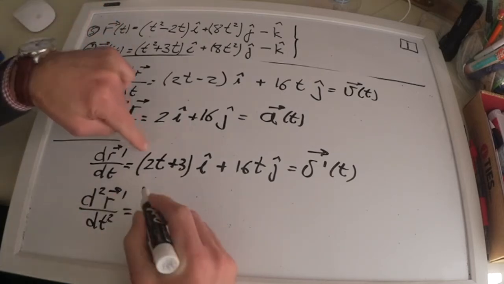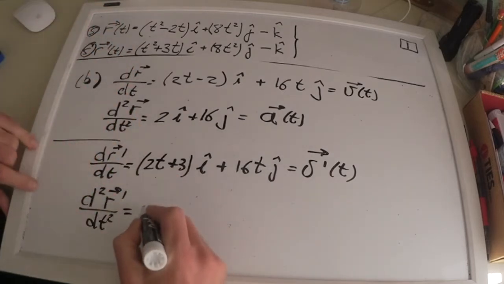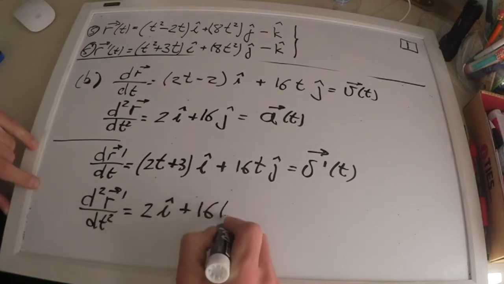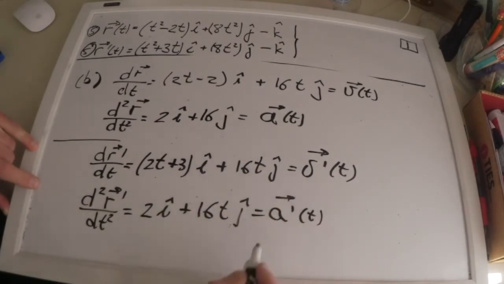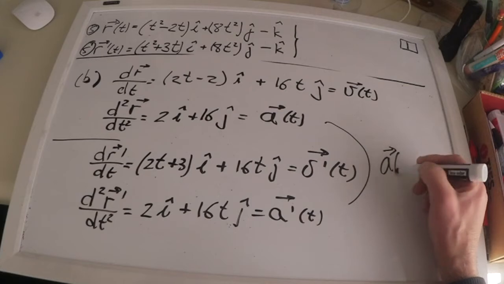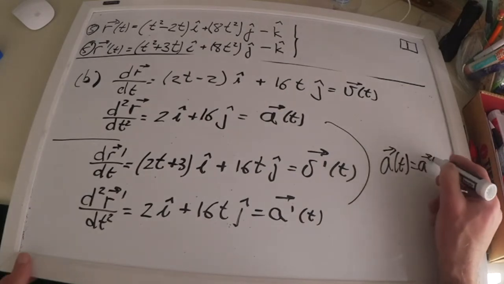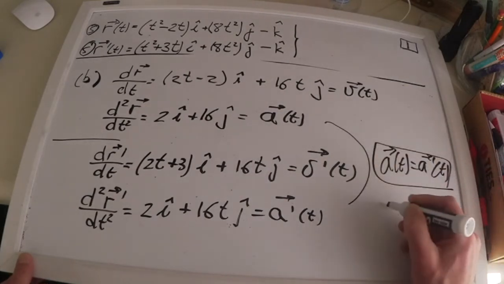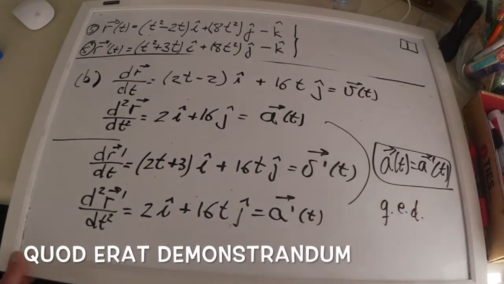Now I derive this other expression here. And just by comparing them, we can see that yes, A of t is equal to A prime of t. Quod erat demonstrandum.